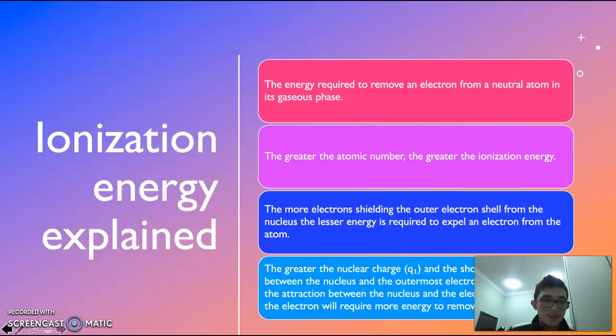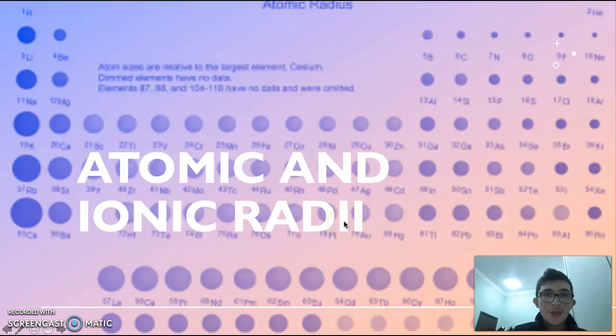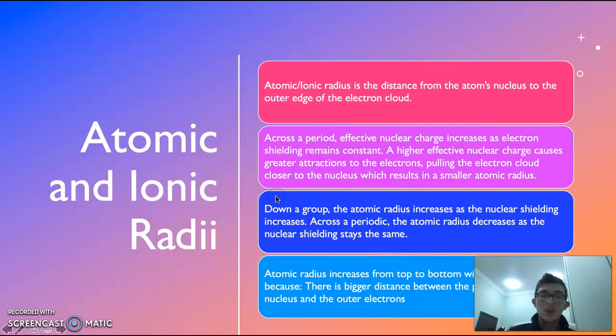a valence electron. So the second and third periodic trends we'll be talking about today are atomic and ionic radii. As we can see in the background, the atomic radii decreases as we go from left to right, and we can see at the top right it's the smallest compared to the bottom left, it's the biggest. Now, atomic and ionic radius is the distance from the atom's nucleus to the outer edge of the electron cloud.